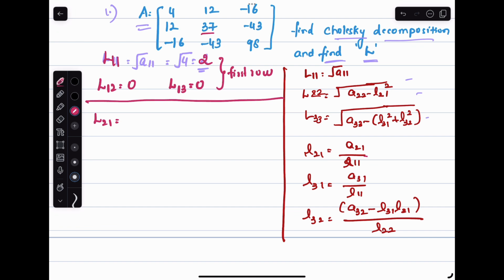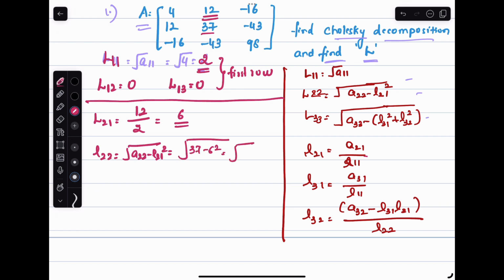L21. First thing, L21 is A21 divided by L11, which is 12 divided by 2, right? So I will get the answer as 6. Now the second element of the second row will be L22, which is root of A22 minus L21 square. A22 is 37 minus 6 square, right? So I will get 37 minus 36, which is root 1 is equal to 1.